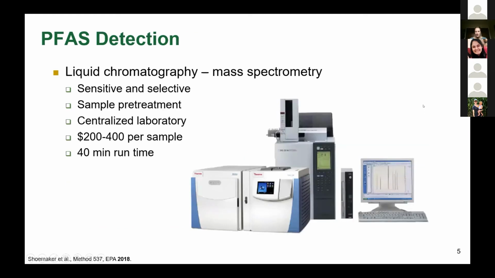And the common way of doing that, the EPA standard method, is through liquid chromatography mass spectrometry, or LCMS. It's a great method in that it's very sensitive and selective. It can achieve low limits of detection, and also you can pull out specific PFAS instead of the entire compound class. However, oftentimes you need some sort of sample pretreatment, like solid phase extraction, to get rid of any other interferences. You need a centralized laboratory to run, and also trained personnel to run the instrument. It can be very expensive, $200 to $400 per sample, and also a 40-minute runtime.